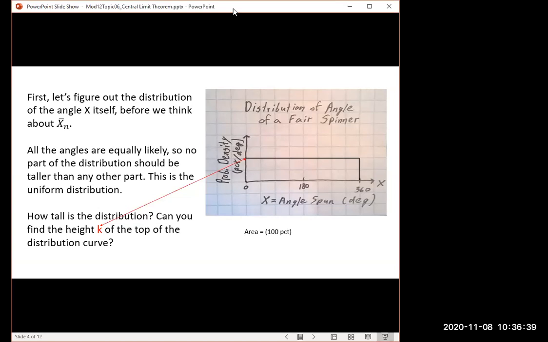So this width here, 360 degrees, times the height, k, has to equal 100%. Area is 100%, width times height is 100%. The width is 360 degrees, so 360 degrees times k is 100%. So k is 5/18% per degree. So there's the shape of the distribution for spinning the spinner just once.